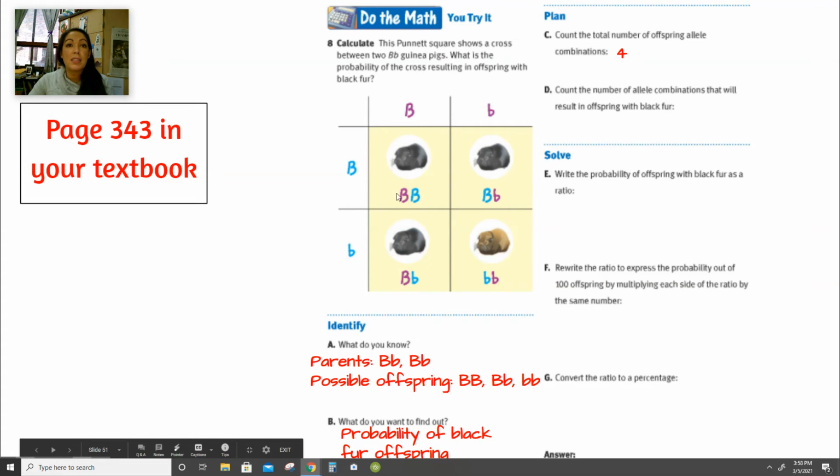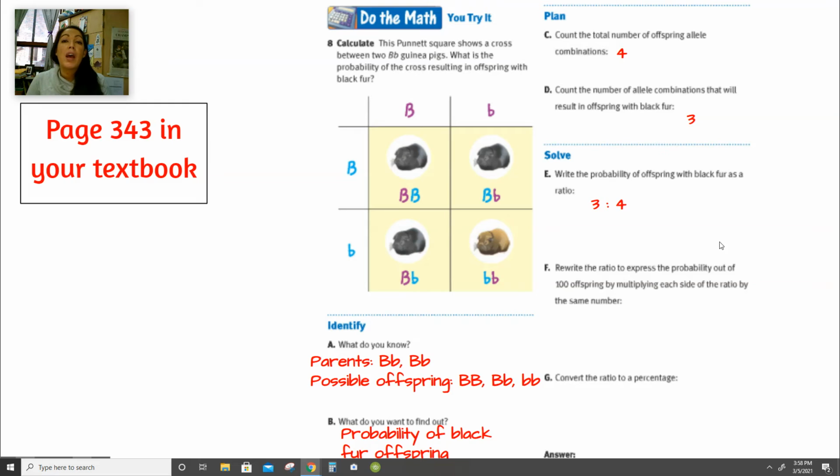There are 4 boxes here showing my possible offspring outcomes, and 3 out of 4 of them have black fur. So that's telling me that I have a 3 to 4 chance. There we go. A 3 to 4 chance of an offspring having black fur. I also could write it as 75 to 100 or 75% chance, right? Because 3 out of 4 of those boxes is a black fur guinea pig.